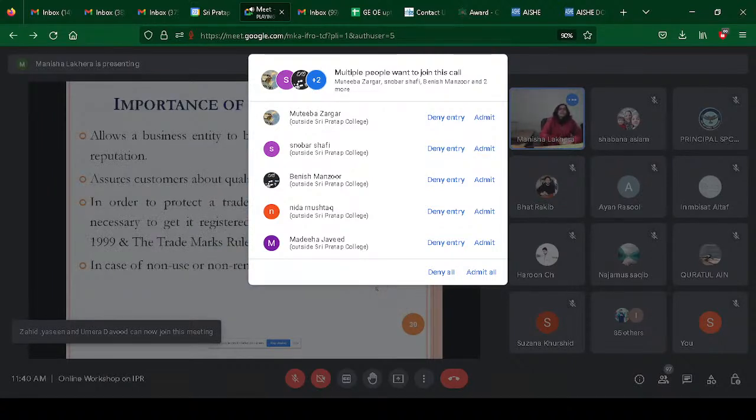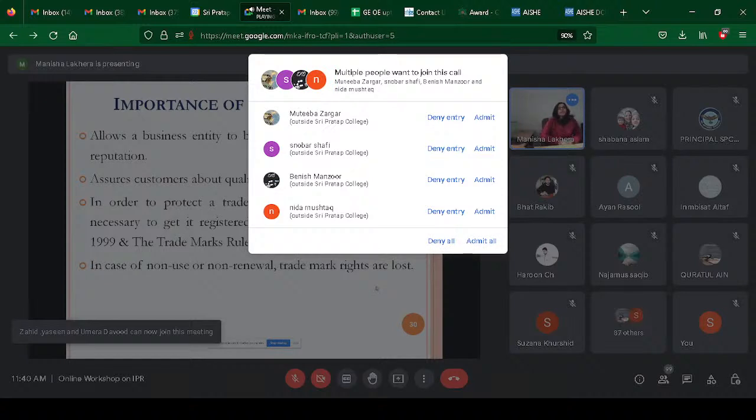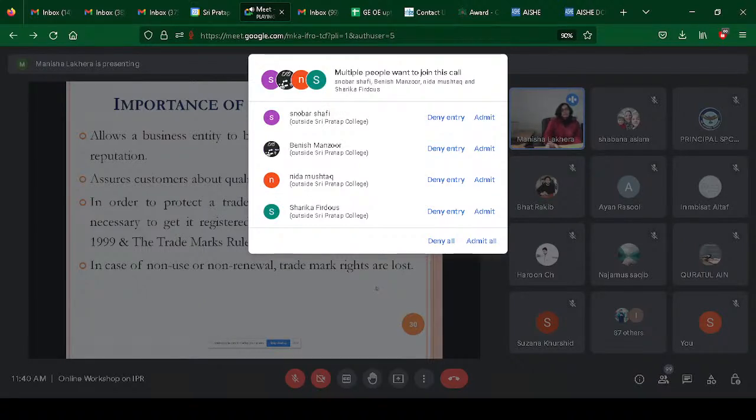So importance of trademarks: it allows a business entity to build public goodwill and reputation, and assures customers about the quality of goods or services. Trademarks are protected from infringement under the Trademarks Act and Trademarks Rules. But if the trademark is no longer in use or it is not renewed, then the trademark rights are lost.